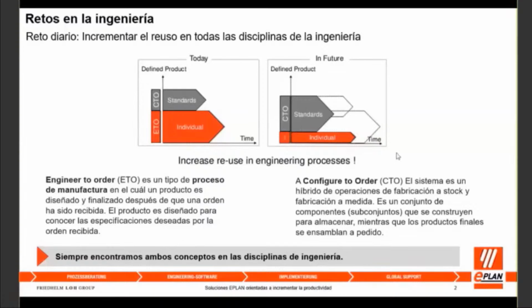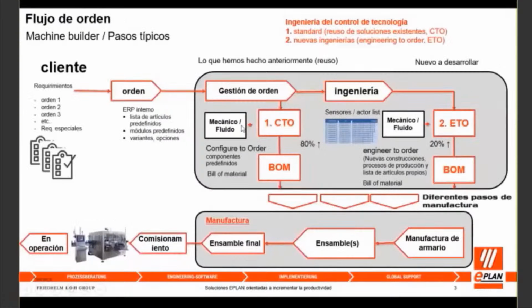Una vez teniendo esta información, identificando cuáles son los objetivos desde el punto de vista de ingeniería, podemos definir cuál es el flujo de la orden, que básicamente es muy típico desde el punto de vista del tiempo del ciclo de vida de un proyecto. ¿Qué es lo que hacemos como primer paso? Obviamente el cliente nos hace los requerimientos, en el cual nos generan ciertas órdenes.